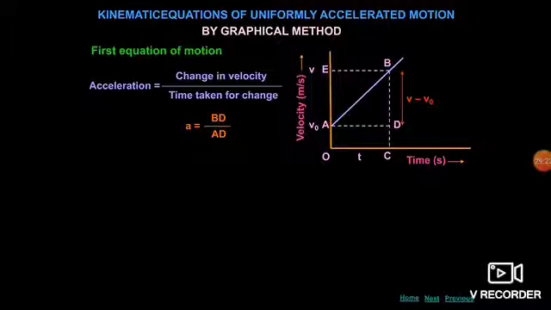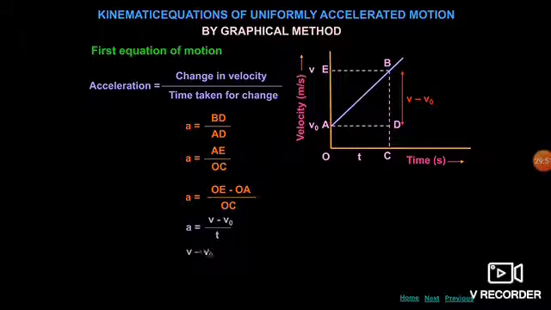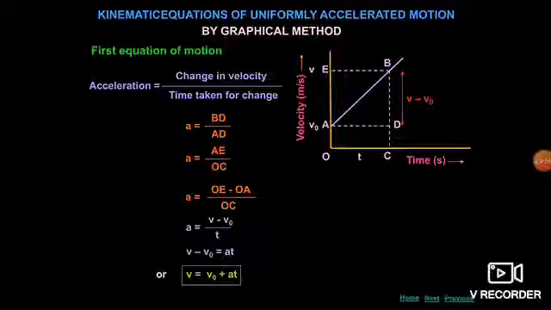I told you already, in a graph, if we are finding anything which is the division of two given things, we always find the slope, and we find slope as perpendicular upon base. Now a can be chosen as AE also, because BD and AE are the same. So AE can be written as OE minus OA by OC, because AD can also be written as OC, as they are the same. So a becomes (V minus V0) by t, or V minus V0 is equal to at. This is your very first equation of motion, V is equal to V0 plus at.